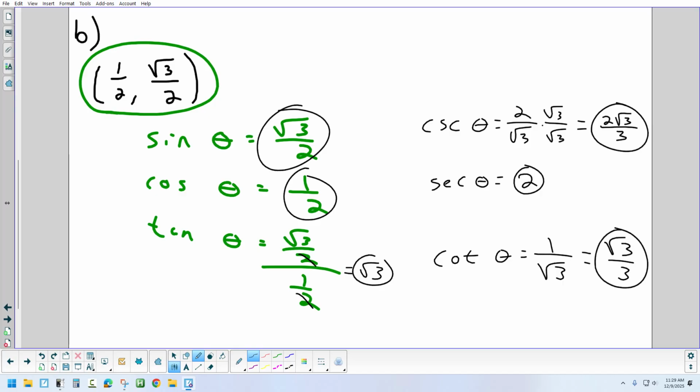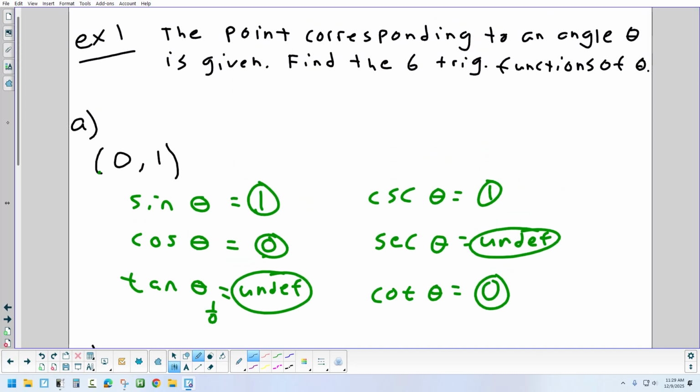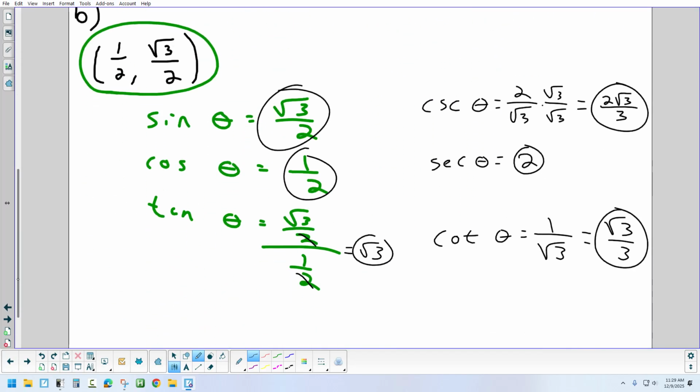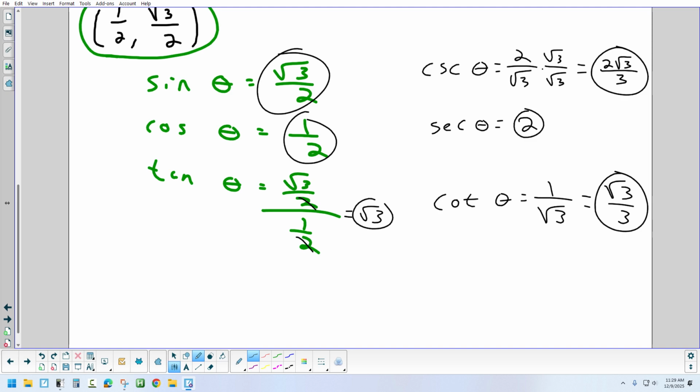Okay. Other thing you might have noticed here is we're not using decimals. We're always writing every answer as an exact answer. It wasn't as big of a deal with 1 and 0 in the coordinate because we didn't have any fractions. But when we do start to get fractions with roots, no decimals. All right. Any questions on that one?